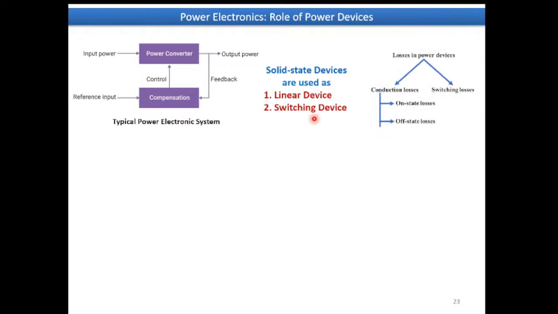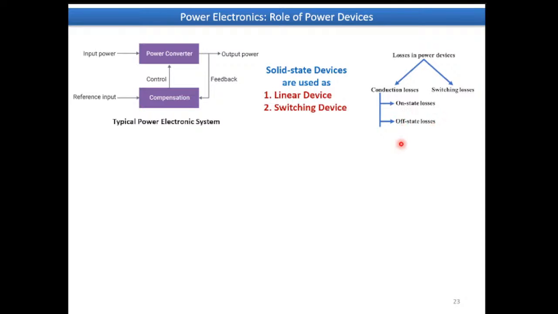Now what is the problem? When converting one form of power to another, AC to DC, DC to AC, DC to DC, these are the different forms of conversion, we should ensure the efficiency. We should not lose any power just for converting from one form to another. So what are the main causes of these losses? There are typically two losses when we utilize these solid state devices or power devices as a switching device: conduction losses and switching losses. And the conduction losses are the on-state loss and off-state loss.